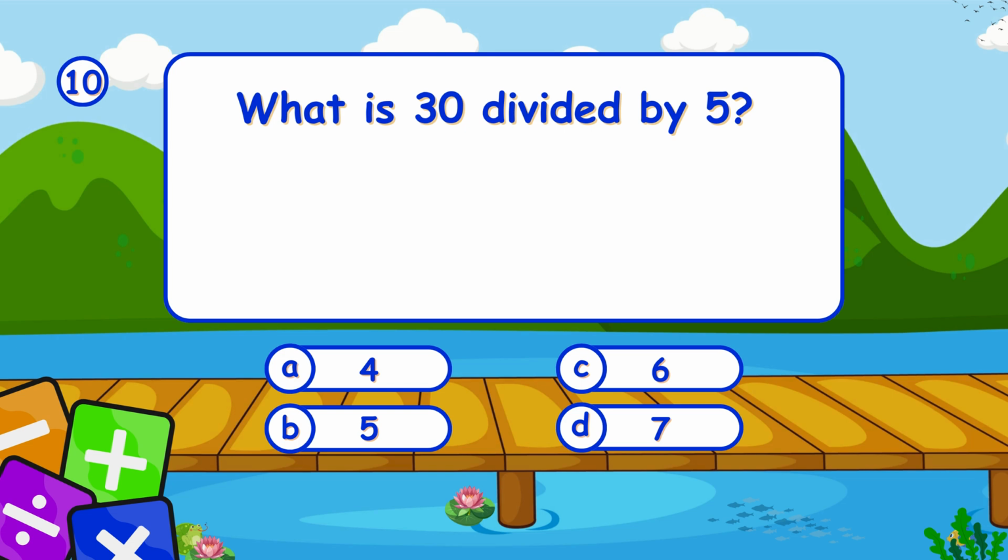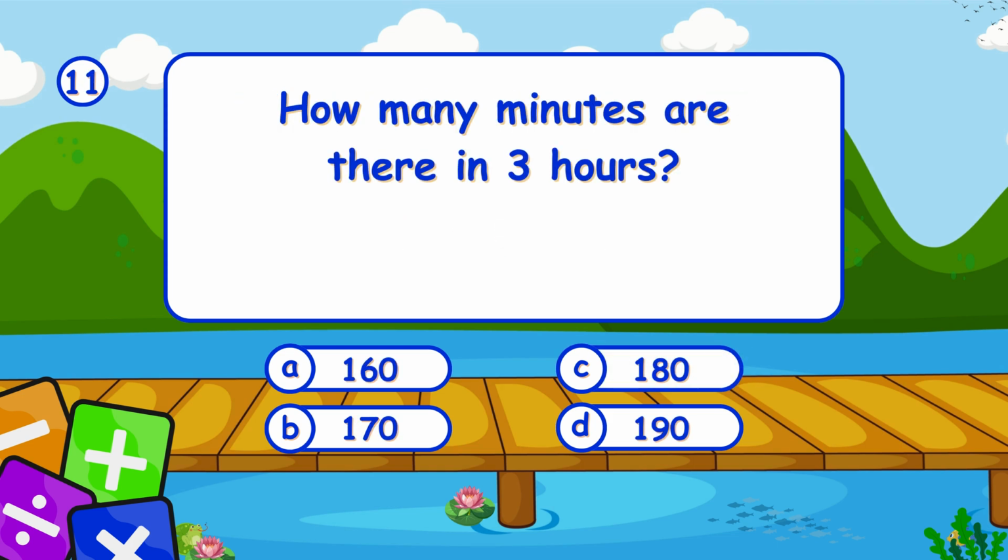What is 30 divided by 5? It's C, 6. 30 divided by 5 equals 6. How many minutes are there in 3 hours? It's C, 180. Each hour has 60 minutes, so 60 times 3 equals 180.